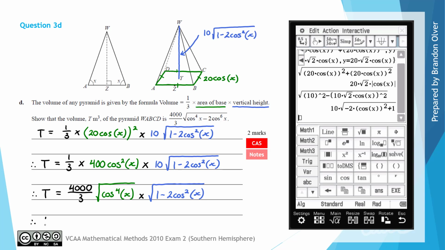And that will lead to our final line, which will show the result that was required. So T is going to equal 4,000 over 3 times the square root, and we can think of this a little bit like how we expand brackets. We're just going to multiply cos to the power of 4 of x times the 1 minus 2 cos squared of x. So multiplying it by the 1 first will just give cos to the power of 4 of x, and then multiplying it by minus 2 cos squared of x will get minus 2 cos, and this will now be to the power of 6 of x. So that is the final result that we were asked to show.